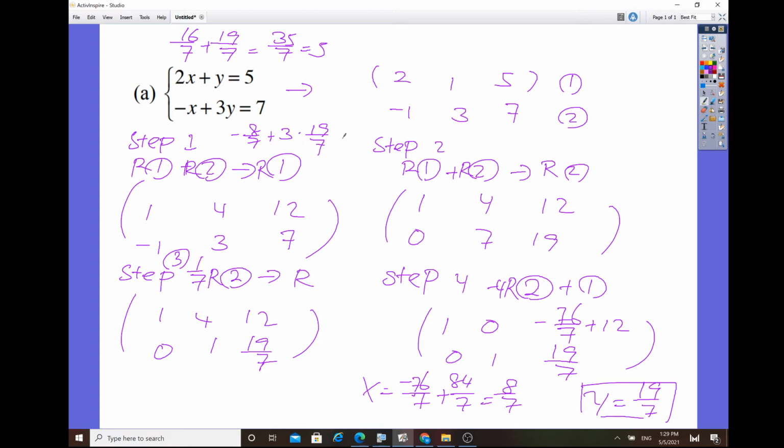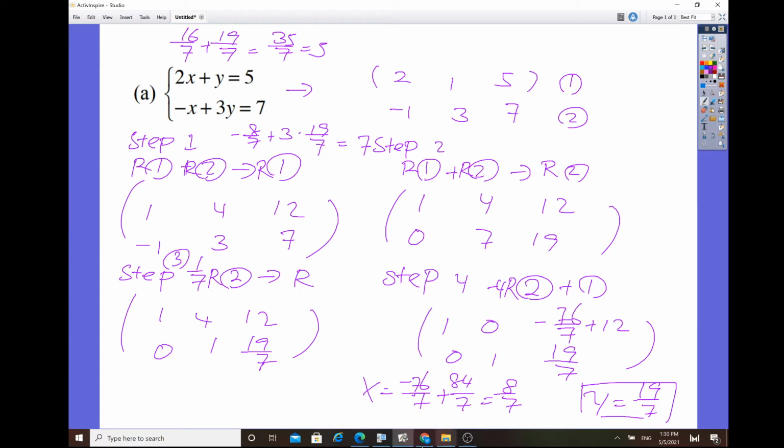So 3 times 19, 54. 54 minus 8, which is, let's see, 49. Okay, so this one here, 49 over 7, which is what? 7. 3 times 19 is actually 57, so 57 minus 8. So it's 49. 49 over 7, that would be 7. So it's all fractions. So again, the row echelon operation.